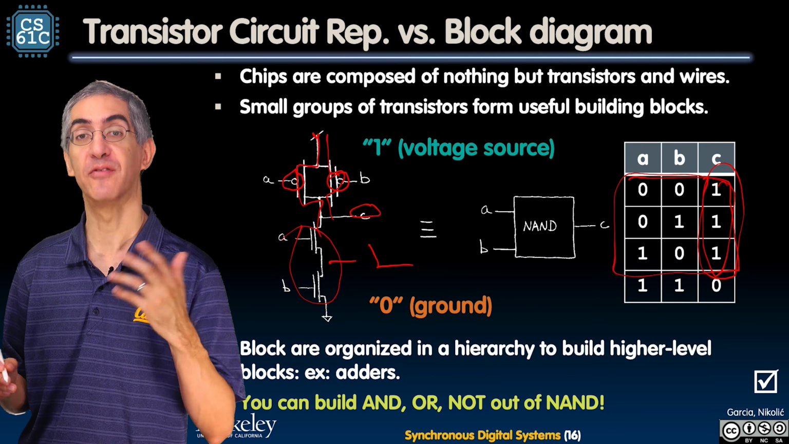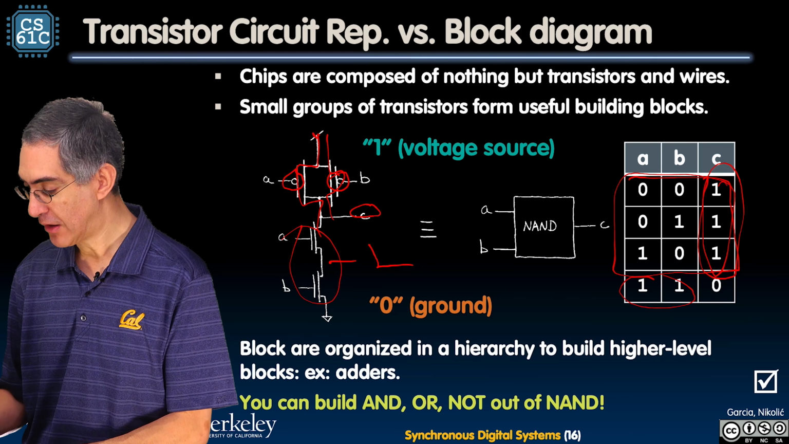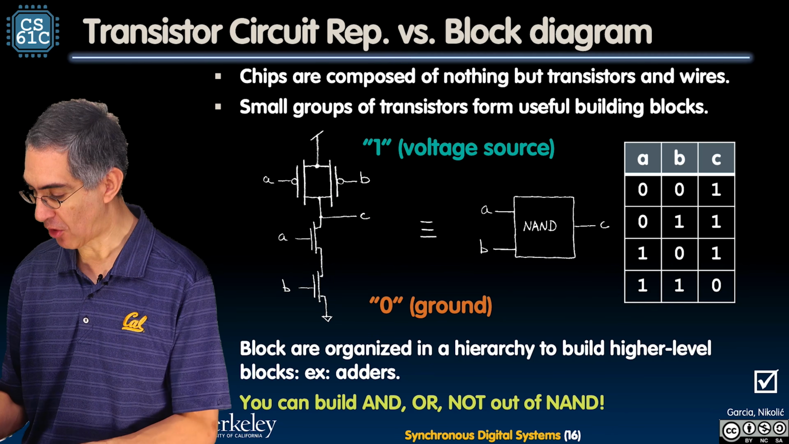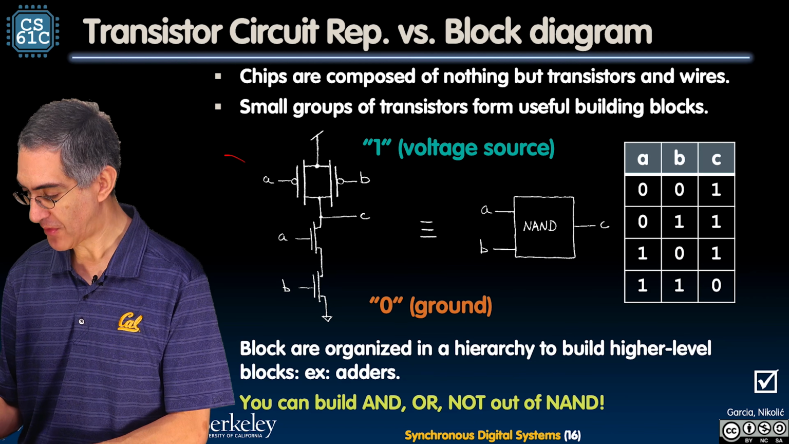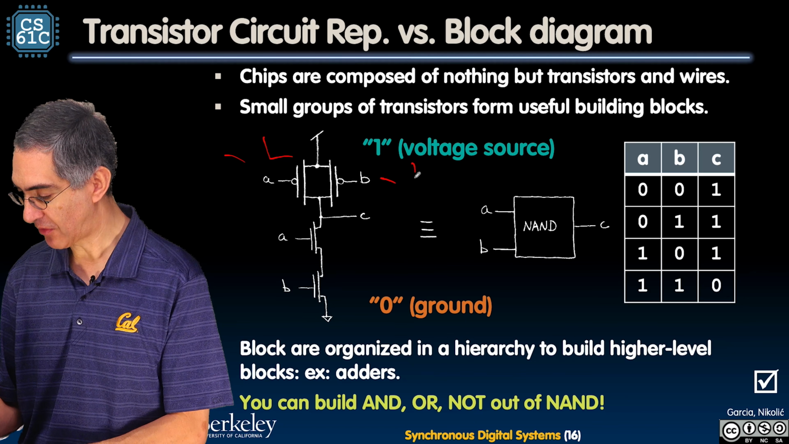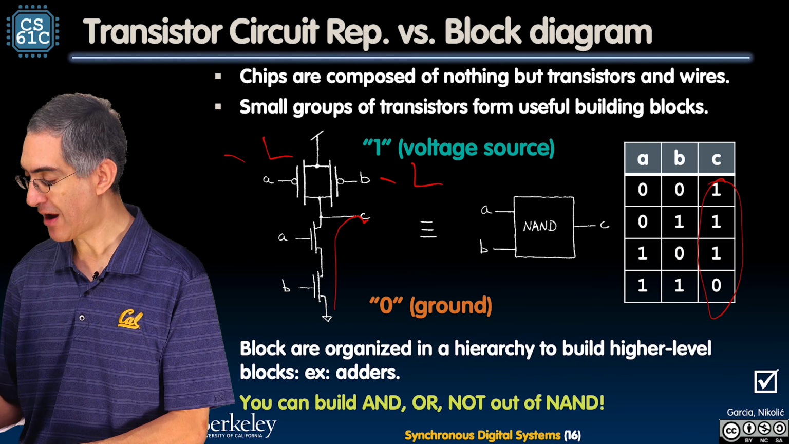When either one or both of A and B are 0, C is 1. And only when both of these are 1, do both of these open up, both of these open up, no connection, and C routes down there. So this is my output.